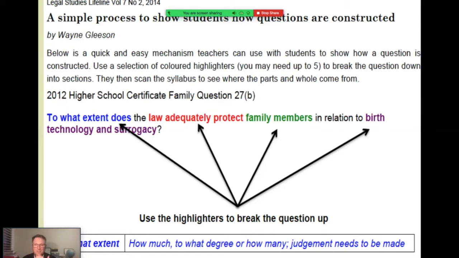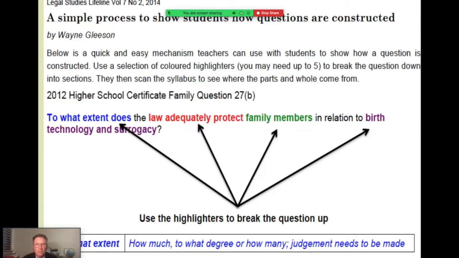In this case, in the blue, we have to what extent. We're not using the word evaluate or assess, but that's what's required by the phrase to what extent. So I know I have to make an assessment or an evaluation. I need to understand what I'm assessing. I'm asking whether the law is adequately protecting family members. Is it adequate? Is it inadequate? Is it somewhere in between? Where's my evidence to support this?